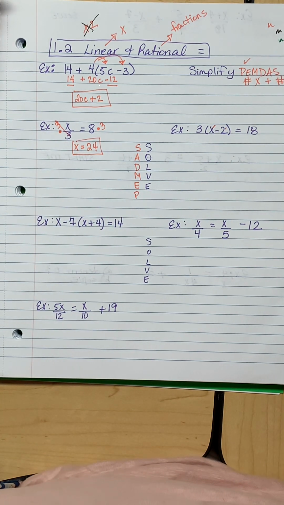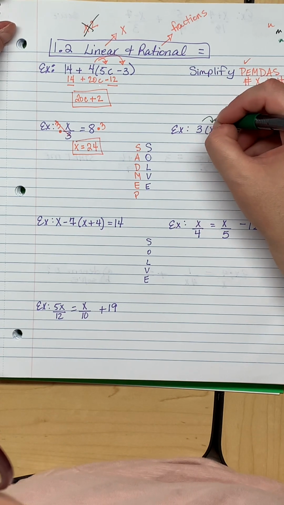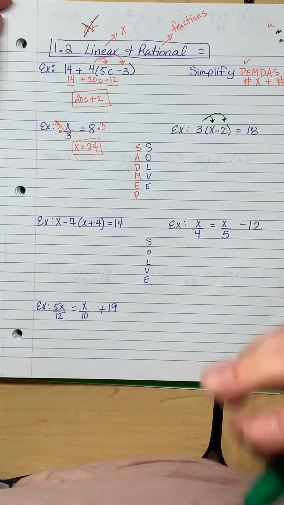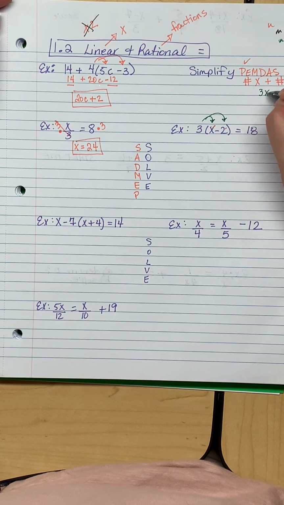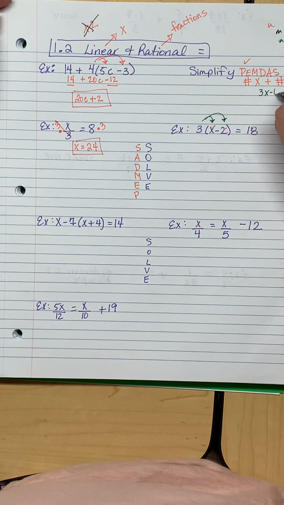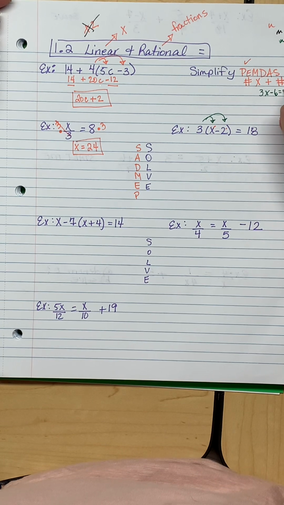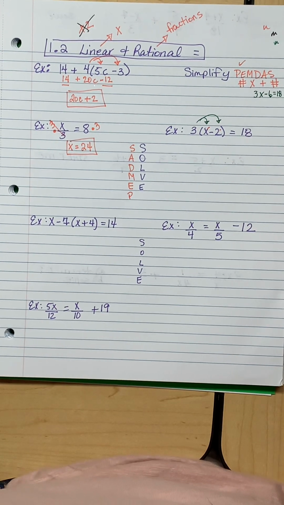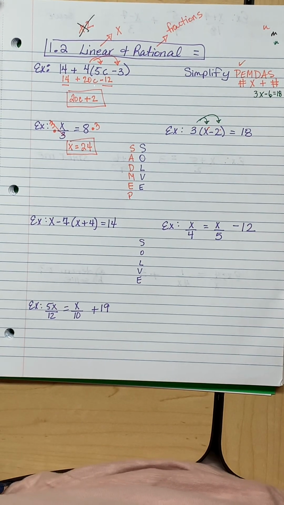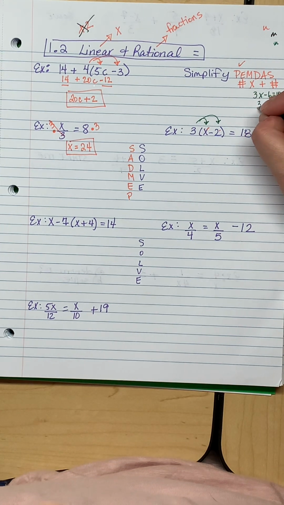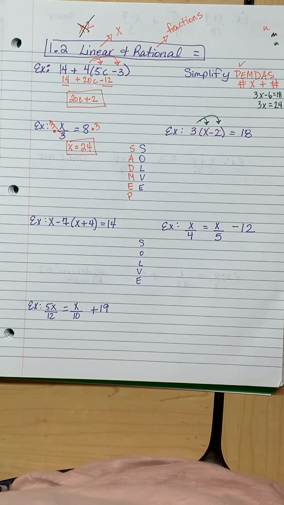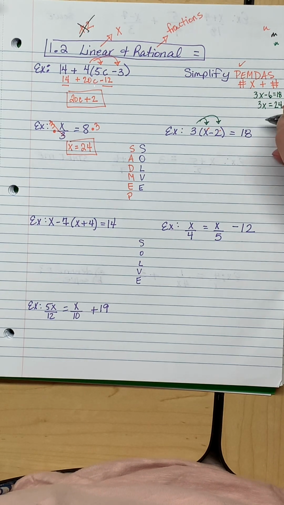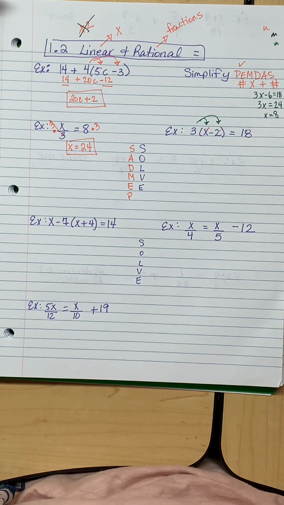One way to do it is in green, where you distribute the 3 and you say 3 times X, 3X, 3 times -2, minus 6 equals 18. And then you finish it: you add 6 to both sides and you get 24. And then you divide by 3 and you get 8. So that's one way to do it, where you just distribute.